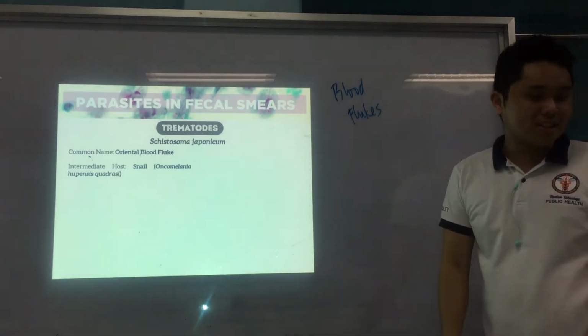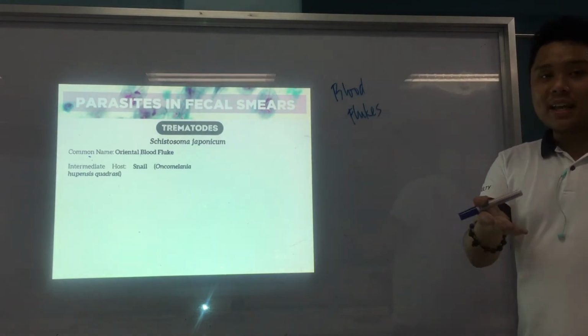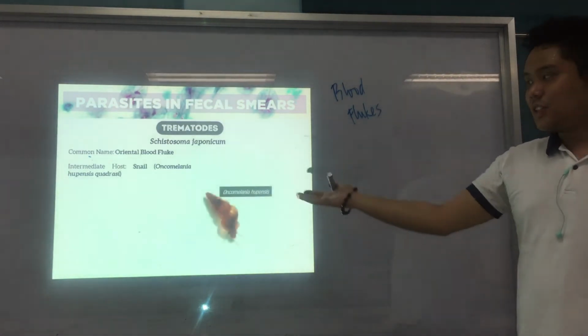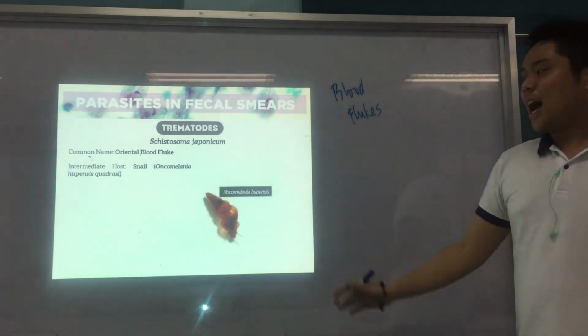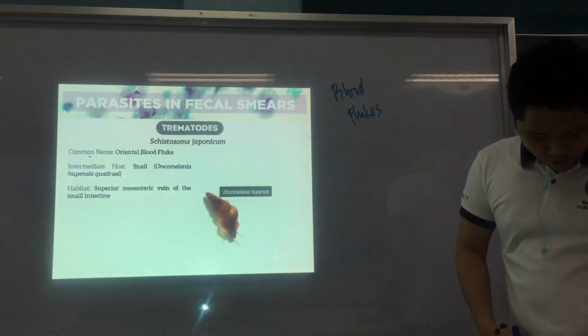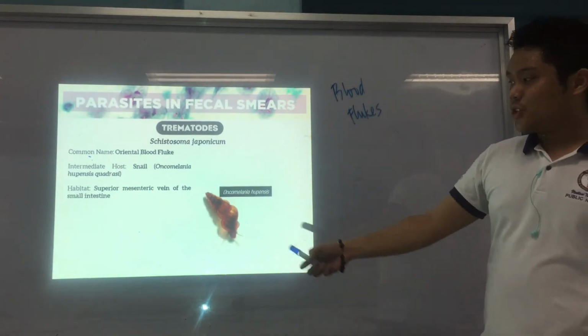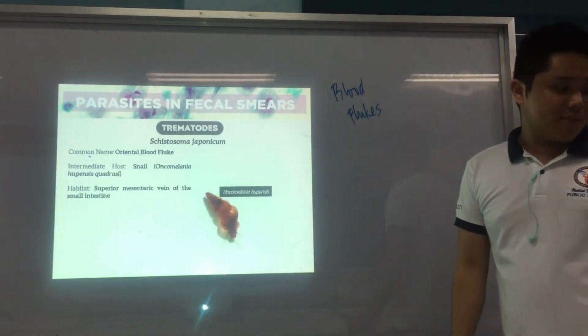Okay? Intermediate host. Again, since it's a schistosome, only one. Okay? Which is a snail, Oncomelania. And that is your appearance of the Oncomelania. Alright? I'm pretty sure I have seen this before. Alright, but anyway. Alright. Habitat is found in the superior mesenteric vein of the small intestine. As you can see, vein. So it's found in your blood vessels.